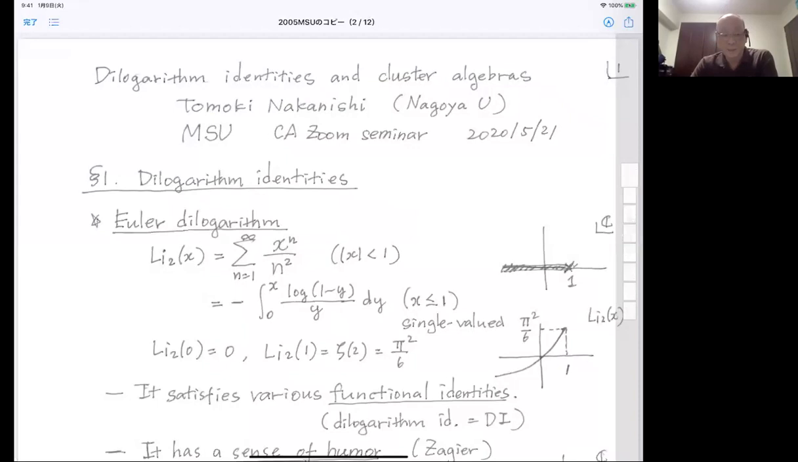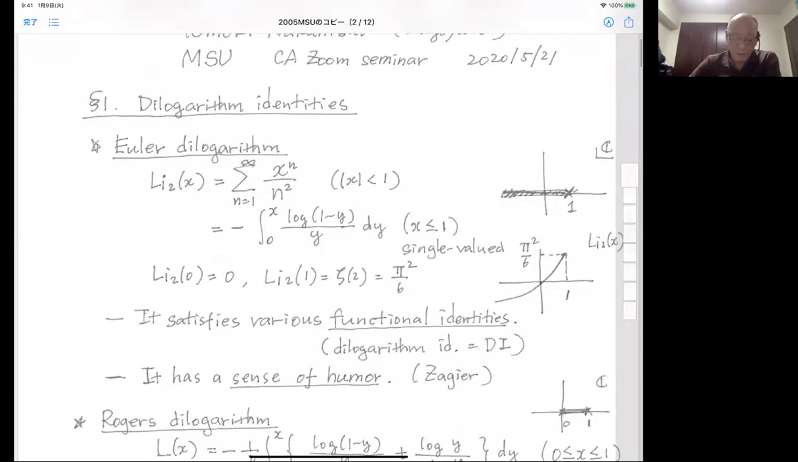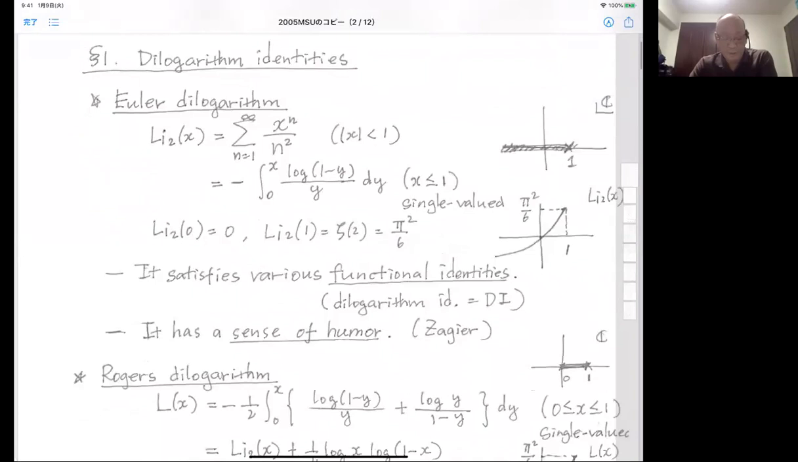Okay, so let me first recall what a dilogarithm function is. Actually, there are two kinds of dilogarithm which I will consider. The first one is the original one, introduced by Euler, and it is called the Euler dilogarithm. And this is defined, first of all, by a power series, like this.